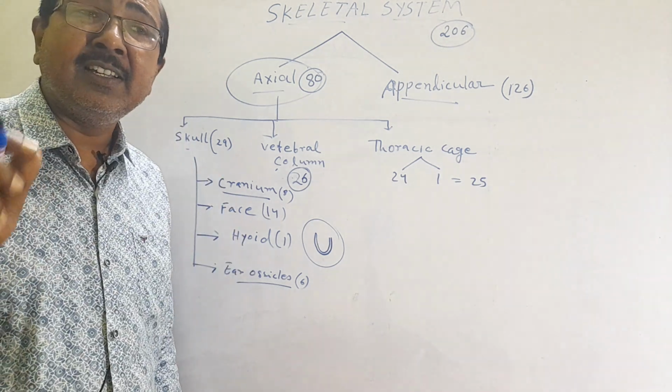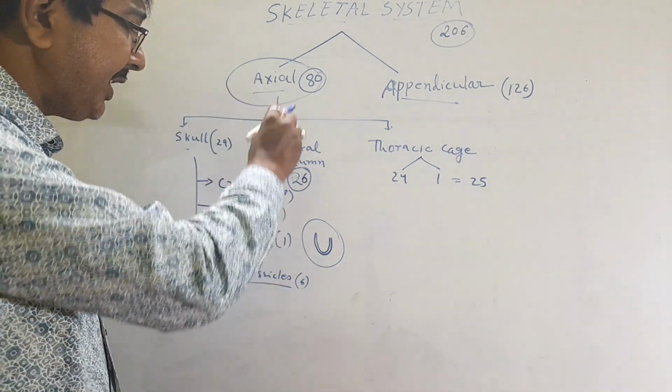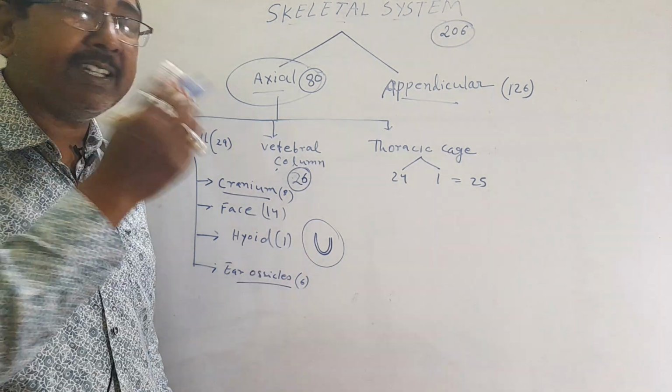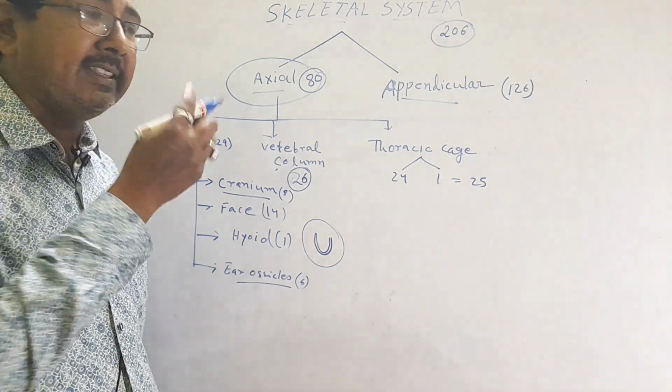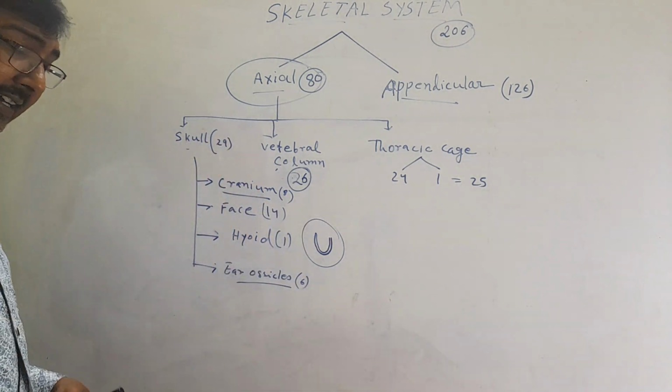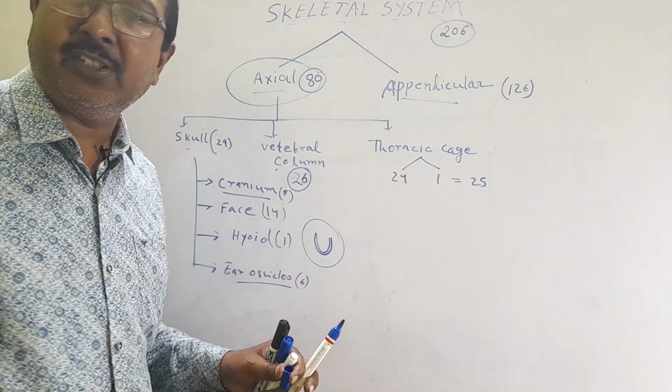Stapes is the smallest bone in the human body. These three bones are on each side, one in each ear, so in total there are six bones. That's about the skull. I think all of you understood.